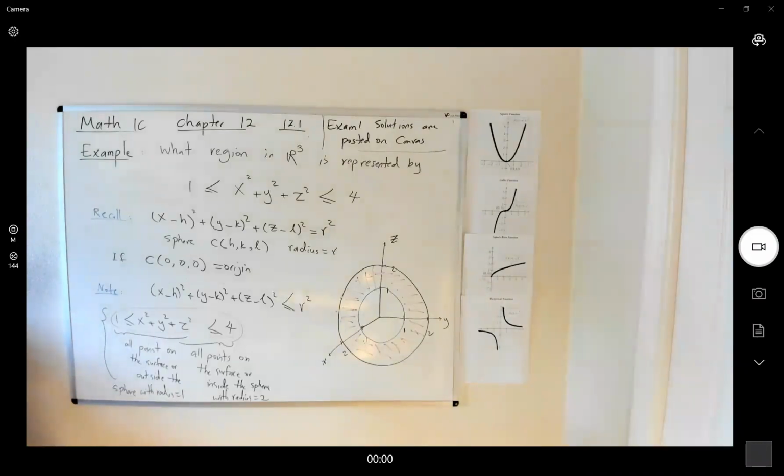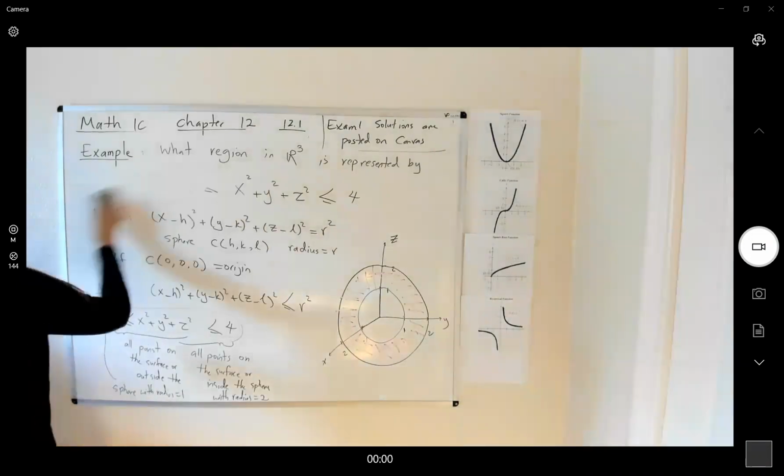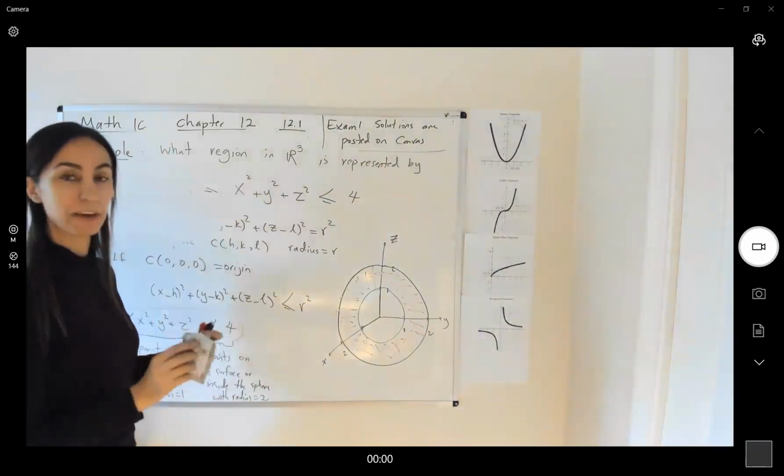So let's talk about objects in two-dimensional and eventually three-dimensional space other than points, so we can form vectors.